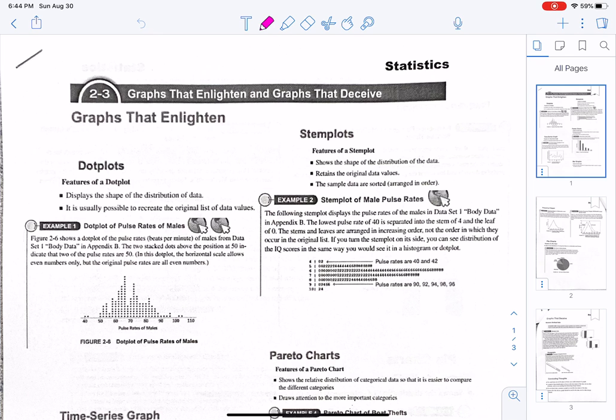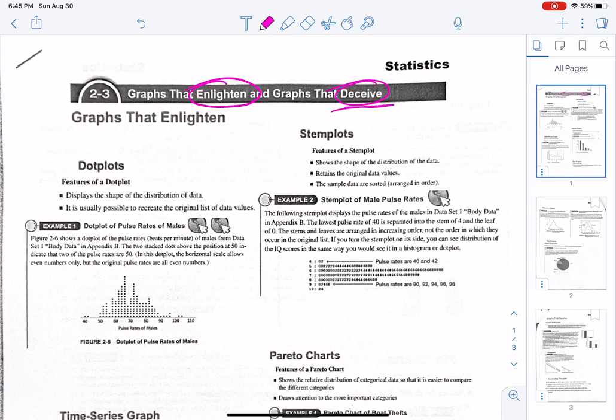So they're going to talk about different types of graphs that are available to plot data, some of which are good or enlightening, they call it, and some of which are kind of deceptive. Deceptive graphs occur all the time on the internet, and so we'll see some of those down below. Probably won't get to the deceptive ones until tomorrow.